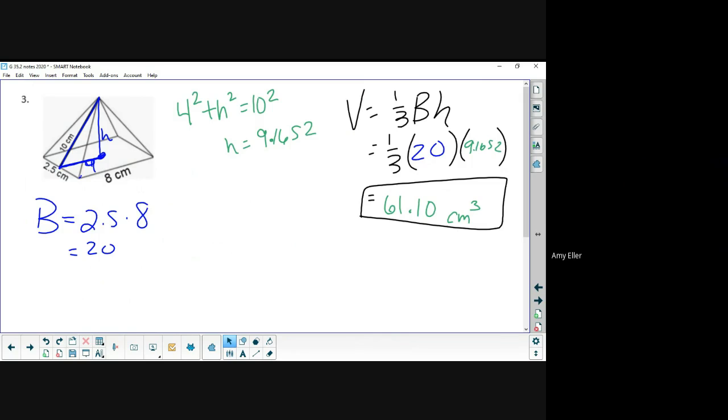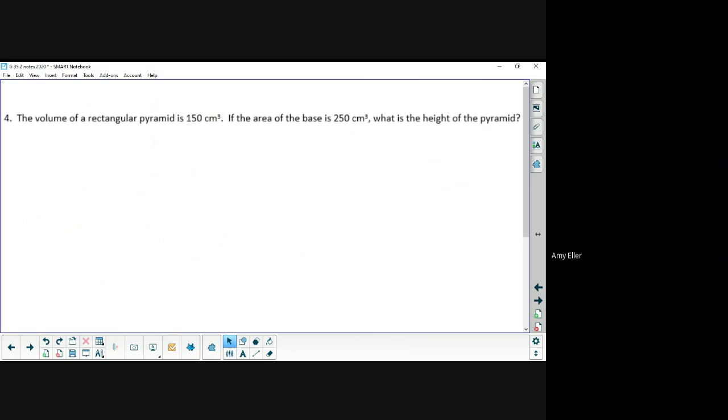Questions on this one? Okay, last one. The volume of a rectangular pyramid is 150 centimeters cubed. If the area of the base is 250 centimeters cubed, what is the height of the pyramid? Either we should draw a picture, or we should start with the formula. What do you guys think you want to start with? I heard picture. Draw a picture.